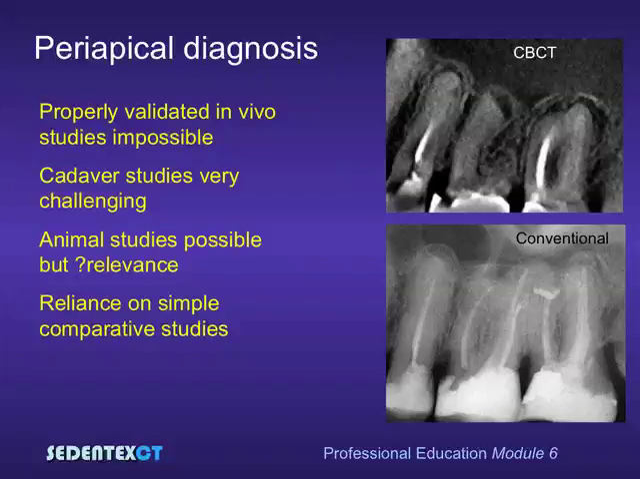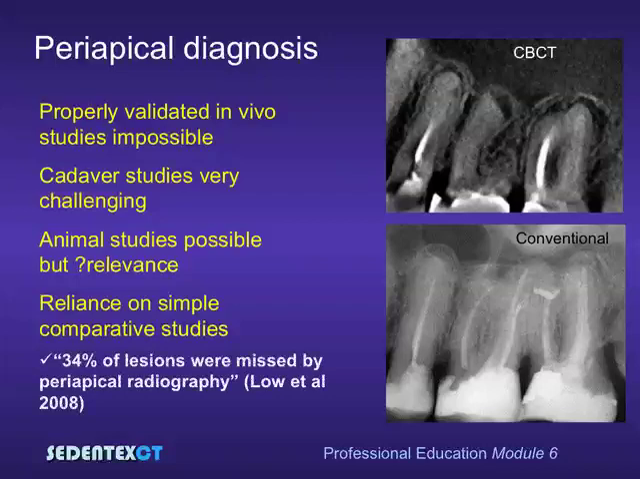So very often the research evidence that exists is quite weak and relies on simple comparative studies, looking at the diagnostic yield of periapical lesions in populations that have received both conventional and cone beam CT examinations.